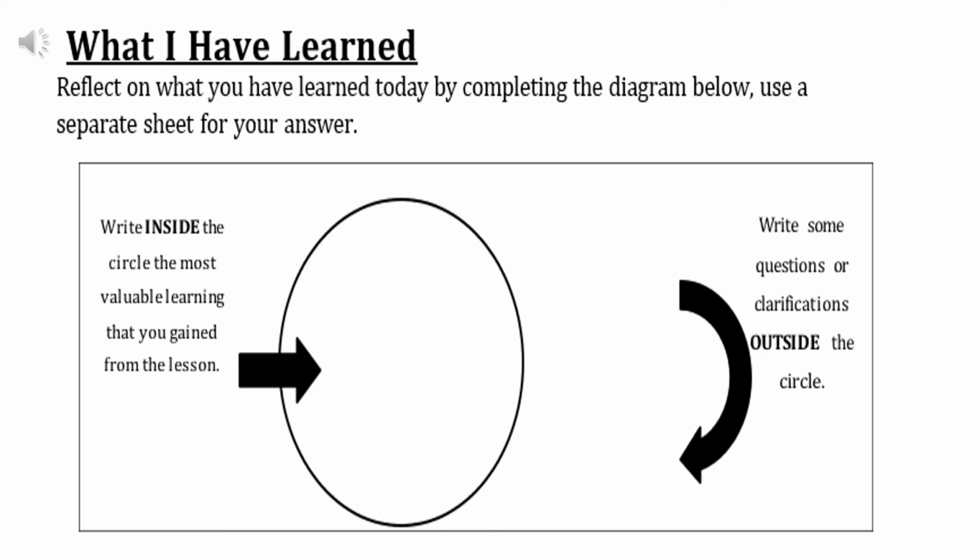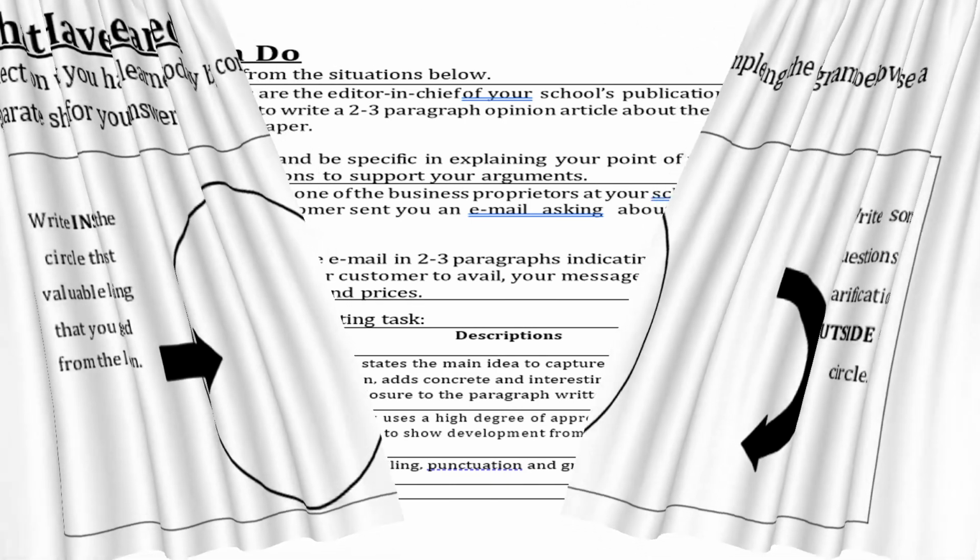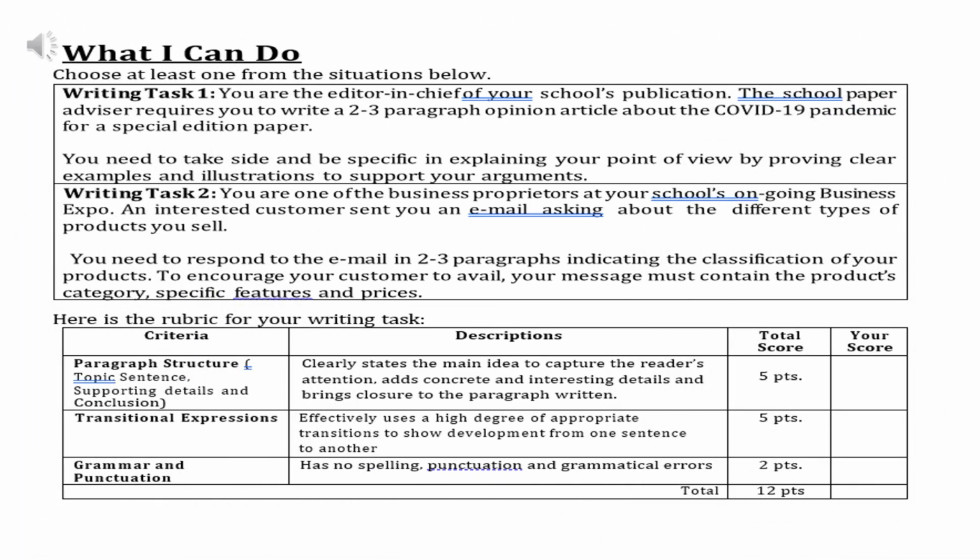Okay, so what I can do? Choose at least one from the situations below. Writing task 1. You are the editor-in-chief of your school's publication. The school paper advisor requires you to write a 2 to 3 paragraph opinion article about the COVID-19 pandemic for a special edition paper. You need to take a side and be specific in explaining your point of view by providing clear examples and illustrations to support your arguments.